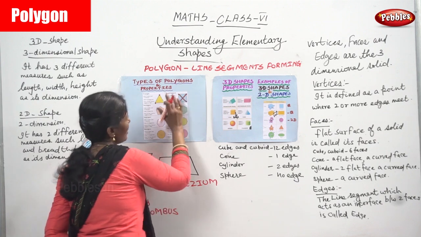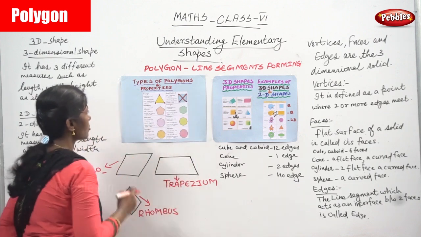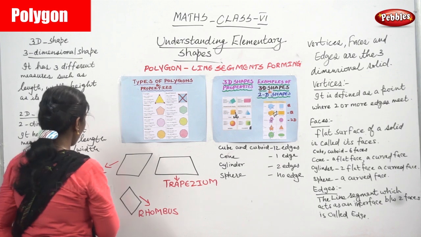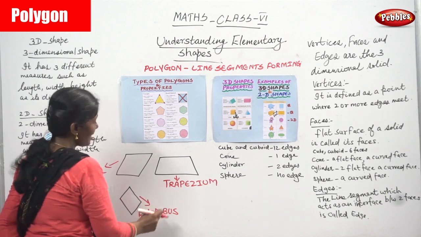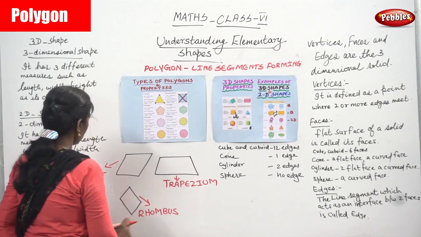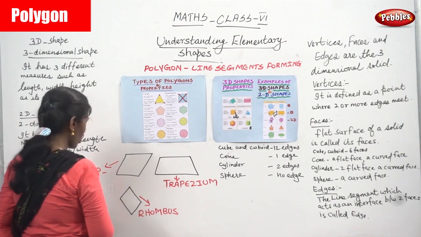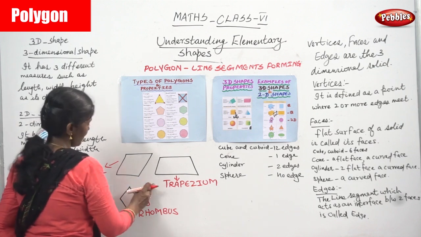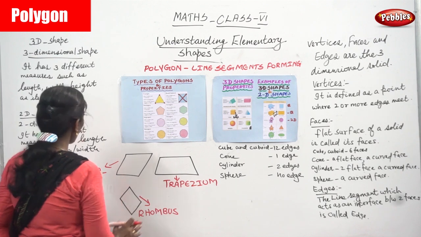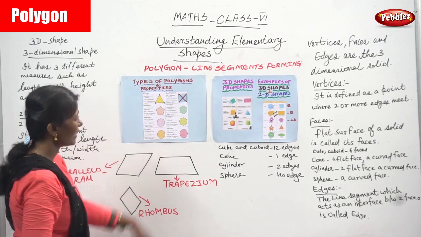And under quadrilaterals, we have seen some more types. One is a parallelogram, another one is a trapezium, and another one is a rhombus. These are some more examples of quadrilaterals: parallelogram, trapezium and rhombus.